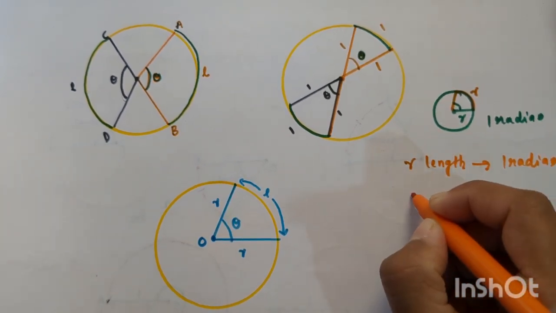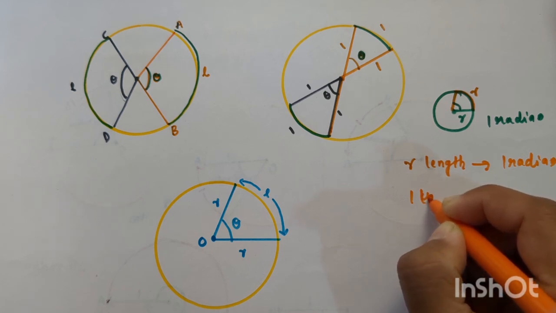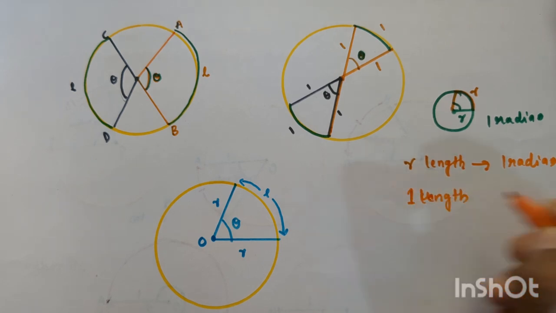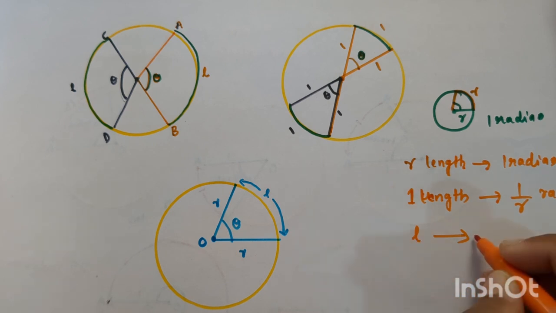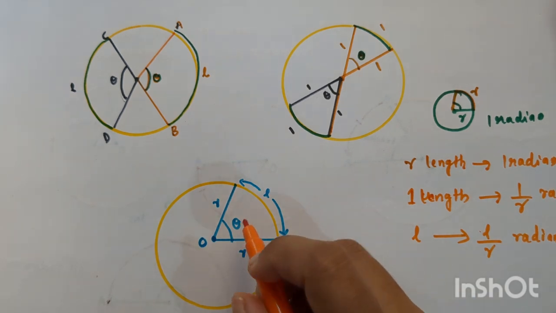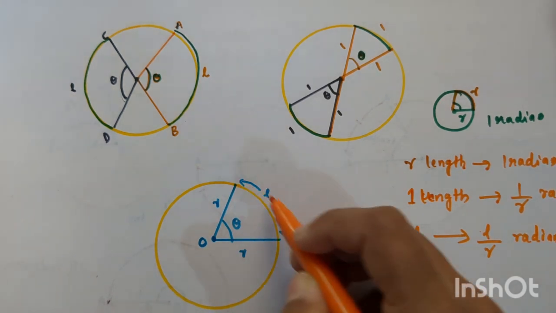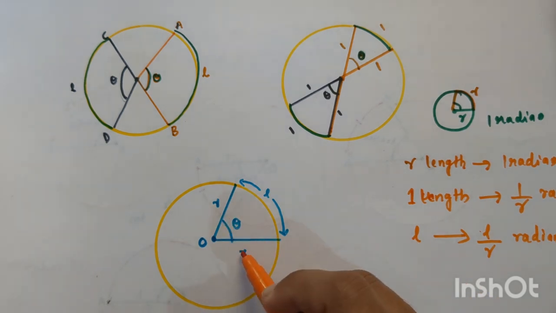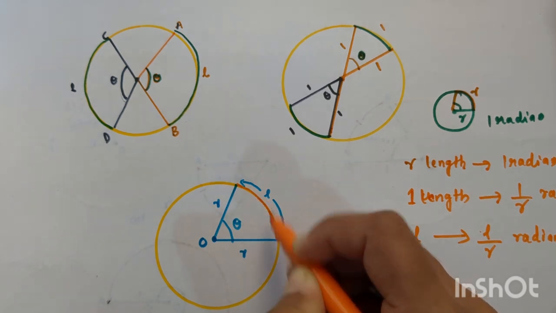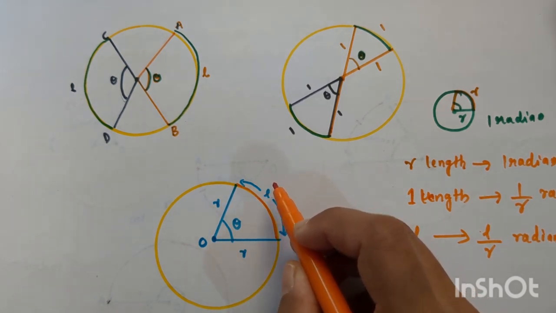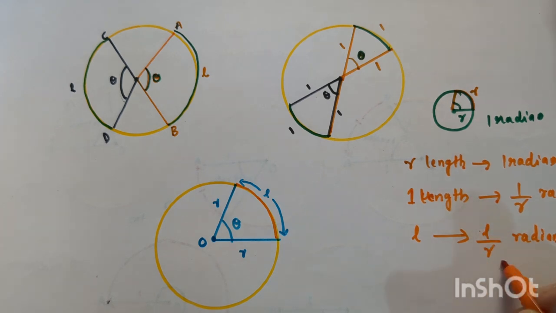So a unit length means its magnitude is 1. It will subtend an angle of 1 by r radian. So an arc of length L will subtend an angle of L by r radian. Here we are considering a circle of radius r and an arc of length L. This arc of length L will subtend an angle whose measure is L by r radian.